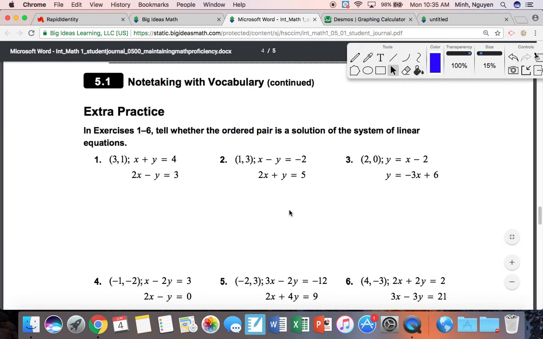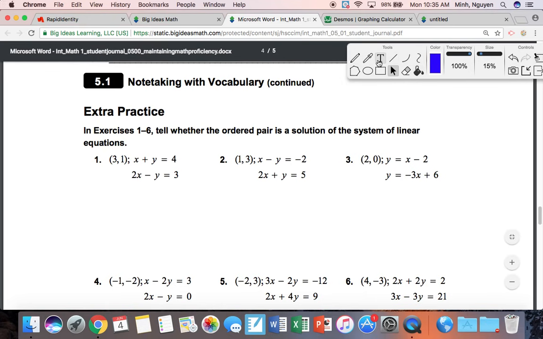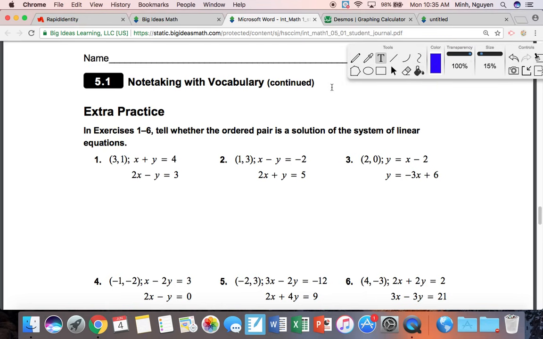So tell whether the ordered pair is a solution of the system. So we're going to do exactly what I just showed you guys, which is to substitute and check. So let's see here. This is our x. This is our y. So 3 plus 1, 3 plus 1 equals 4. Boom, and we're finished. But if it works for one, I could just stop, right? Wrong. The solution has to work for not just one, but both equations. So let's check it out for the second one.